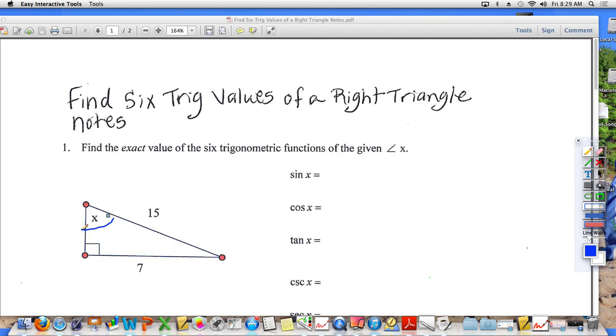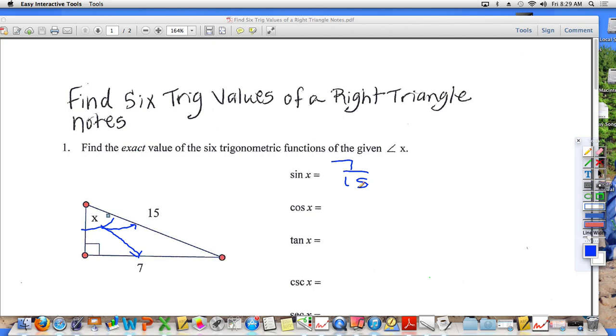So sine means what over what? Opposite over hypotenuse. What is opposite of the x value? 7. What is the hypotenuse? 15. So the sine of x is 7 over 15. Not a big deal. Cosine of x.